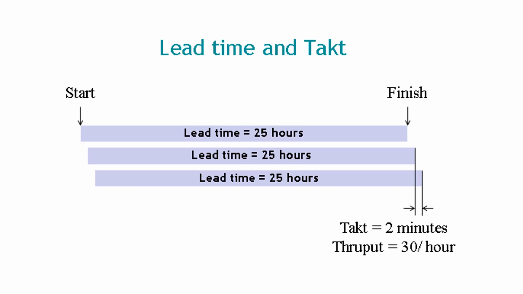Let us now apply this matrix to a car assembly line. The time from starting a new car until it goes out of the line is typically 25 hours. This is the lead time. It includes process times and waiting times. A car is finished every 2 minutes. This is the cycle time. If it is the cycle demanded by the market, it is called takt time. This takt of 2 minutes is equivalent to 30 cars per hour, which is the throughput.